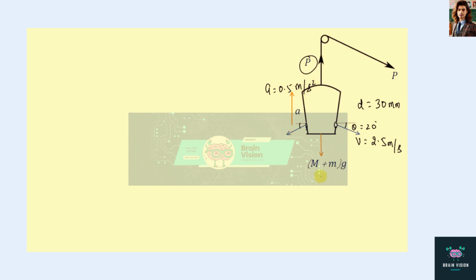We are also given that the mass of the water within the bucket is 20 kg, and the mass of the bucket when the water is not filled is 0.6 kg. So this is what we are given in the question, and we have to calculate this force P so that the acceleration for the bucket is 0.5 meter per second square.